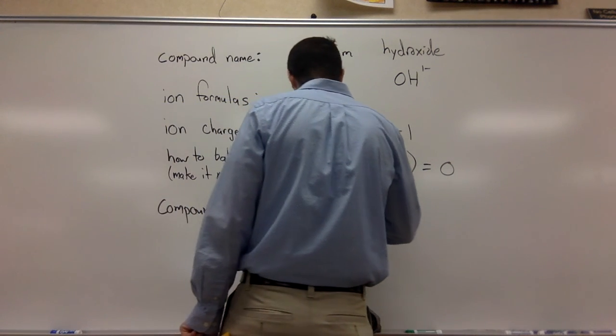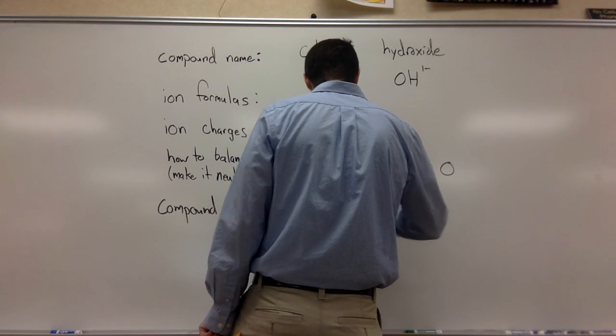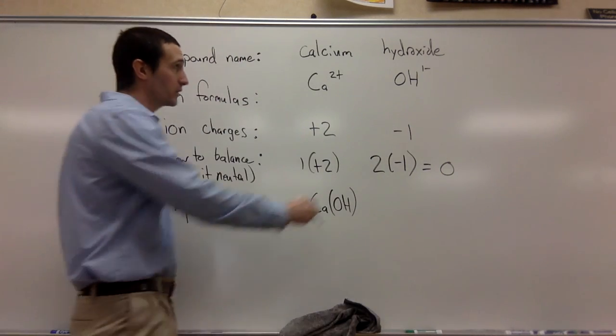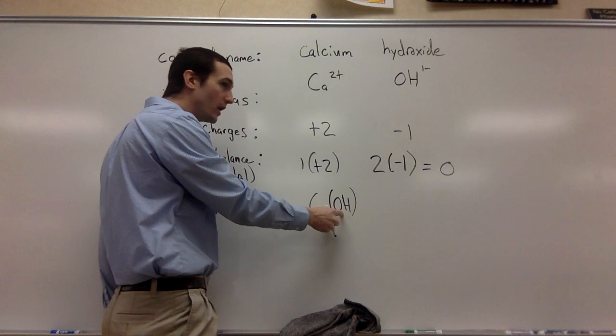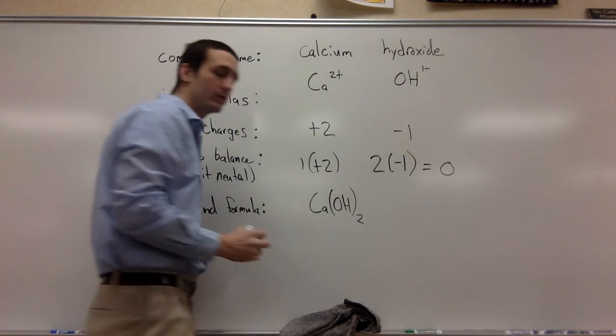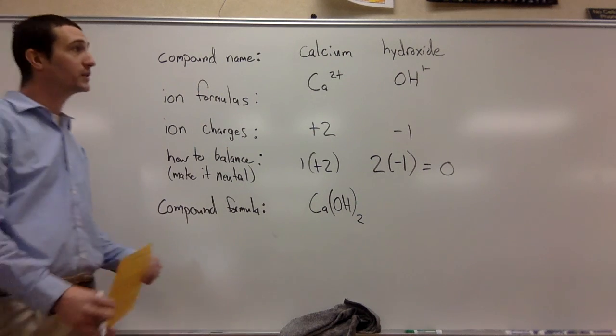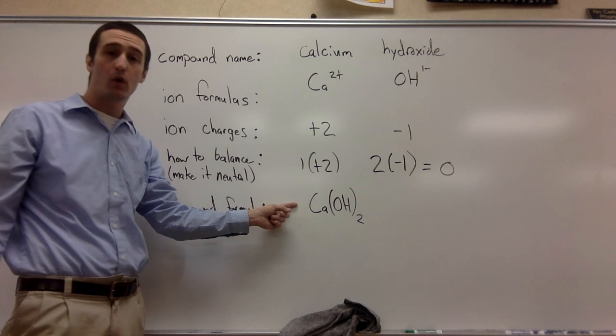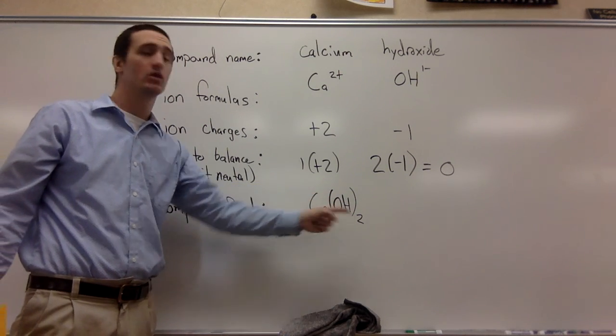And so I write the final formula. I need 2 of these hydroxides. So I put parentheses around the OH part, that's the hydroxide part, and then I write the subscript to show that I have 2 of those. So the final formula for calcium hydroxide is Ca(OH)2.